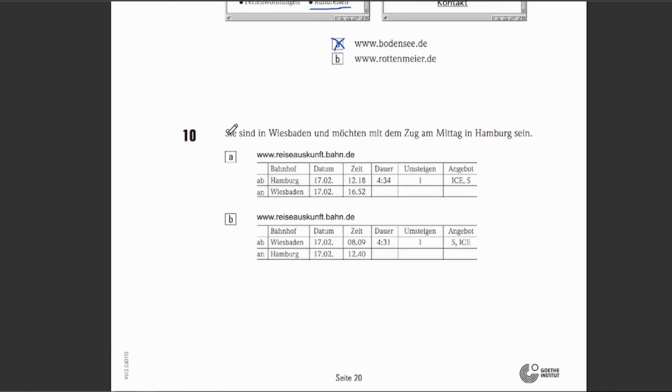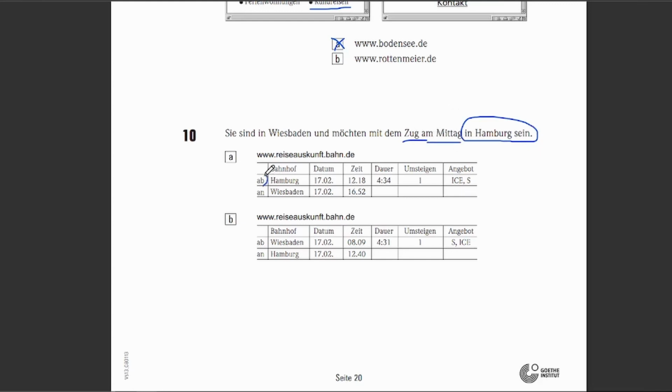The next question is: Sie sind in Wiesbaden und möchten mit dem Zug am Mittag in Hamburg sein. You want to go to Hamburg using the train. This seems to be a timetable. Both are from the same website about trains, so that part is very clear. So you have to identify which one is more suitable to reach Hamburg. Am Mittag is what they have given, and more appropriately you have to be there in the afternoon.